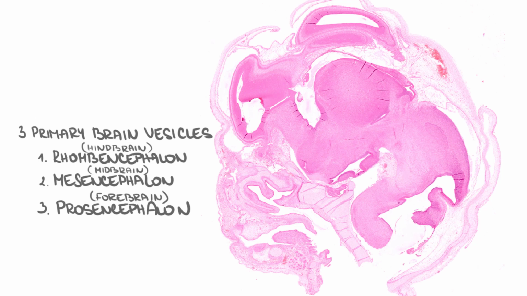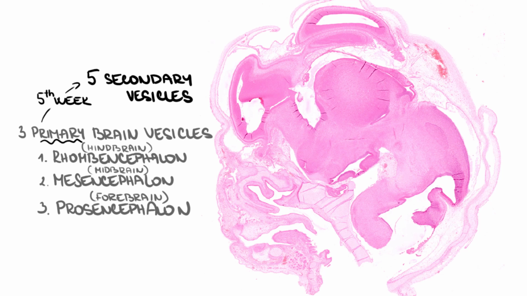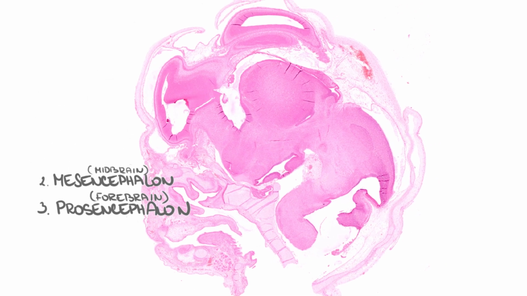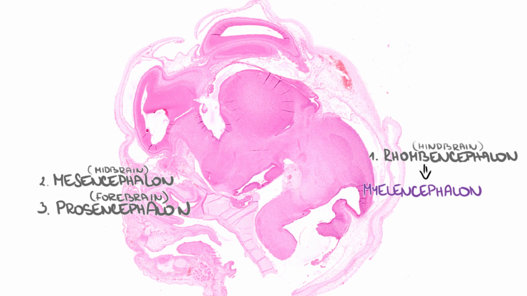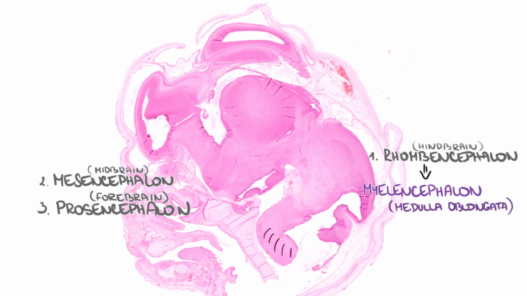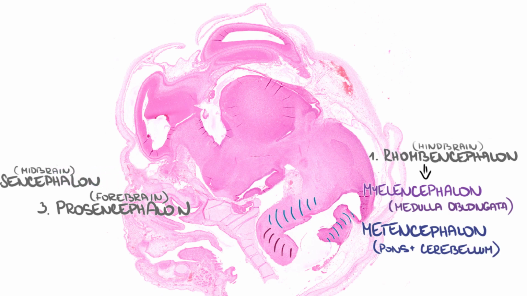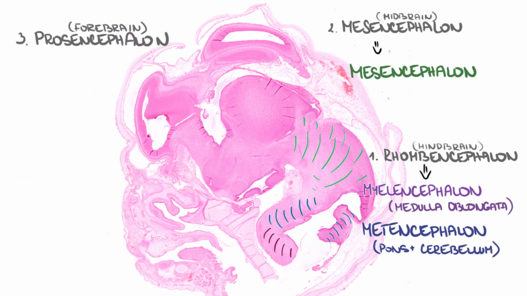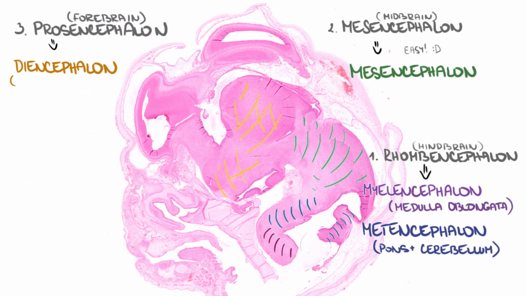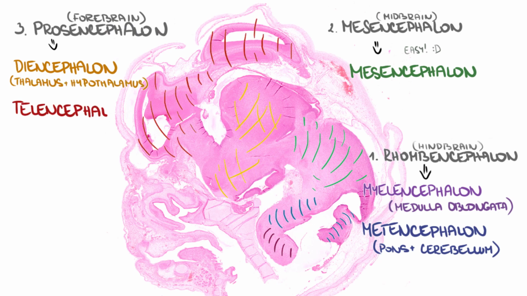During the fifth week, the primary brain vesicles form 5 secondary vesicles, which can be observed in our slide. Myelencephalon, from which the medulla oblongata is formed, metencephalon, giving rise to the pons and cerebellum, mesencephalon, midbrain, diencephalon, future thalamus and hypothalamus, and telencephalon, endbrain. These brain vesicles may look different in different slides.